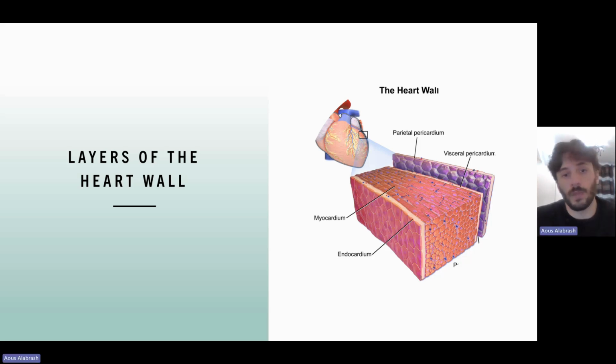Now, okay, so we can start off maybe with the endocardium.